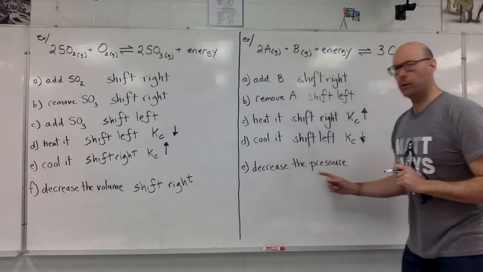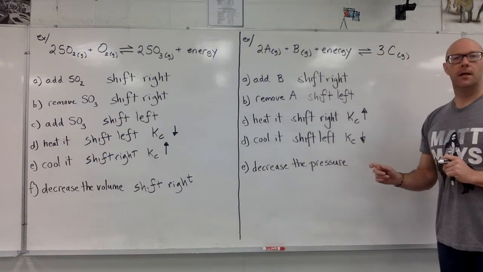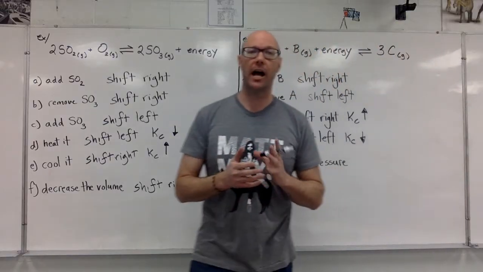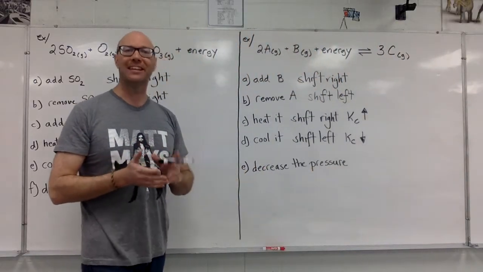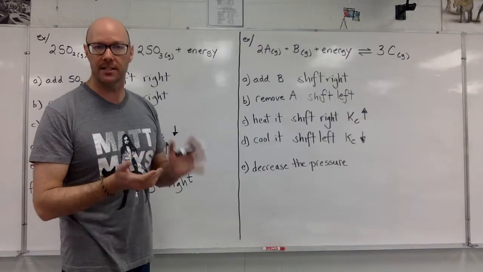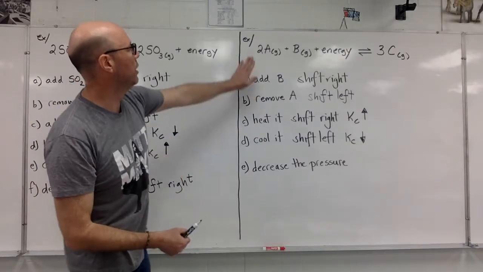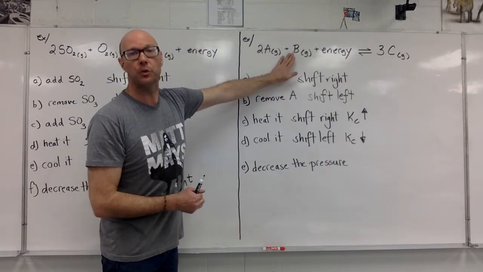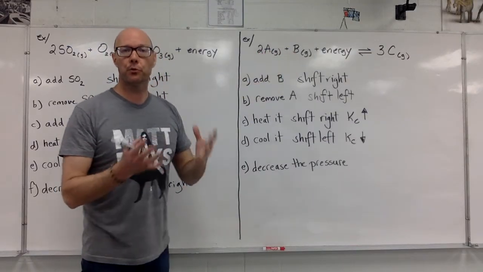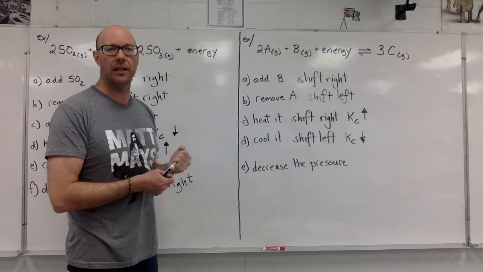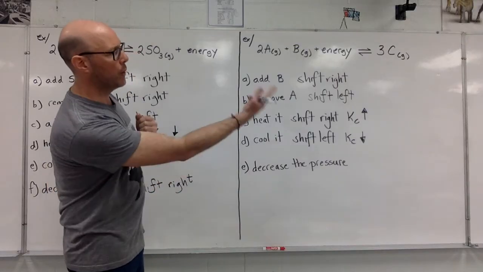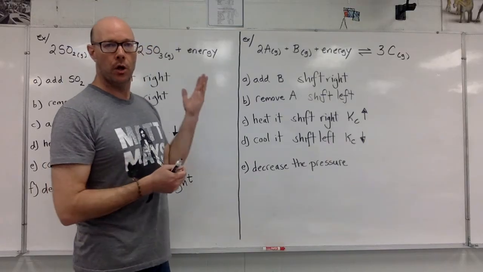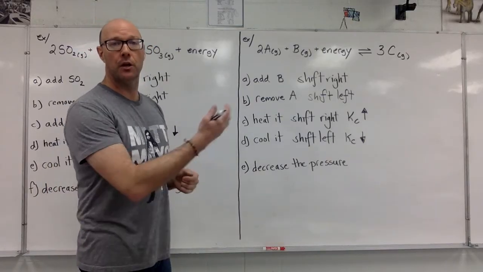Now when we decrease the pressure, that means increase the volume. We're going to have a shift towards the side with the greater number of gas molecules. But let's consider how many gas molecules we have. On the left-hand side, there's 2 A's and 1 B. So in total, there's 2 plus 1, 3 moles of gas on the left-hand side. On the right-hand side, there's 3 moles of gas C. A total of 3 moles on the left, 3 moles on the right.